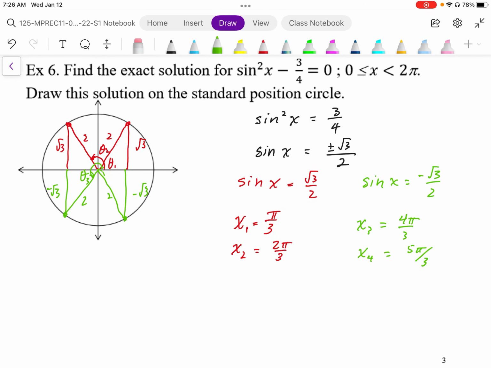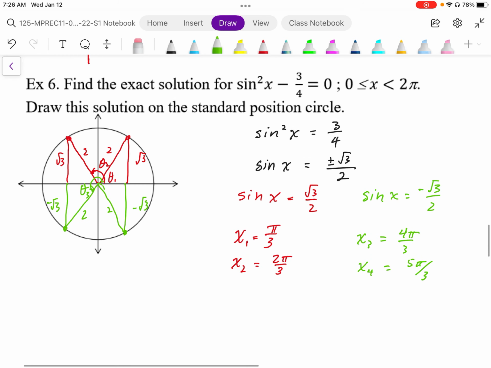So this represents one full period of solutions. Okay, so if we had different periods, we can adjust our solutions based on the different periods. But in this case, it only asks for 0 to 2 pi, which represents one period of that sine function.